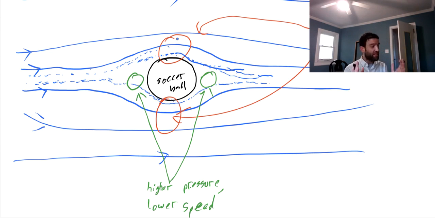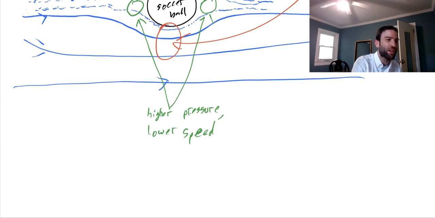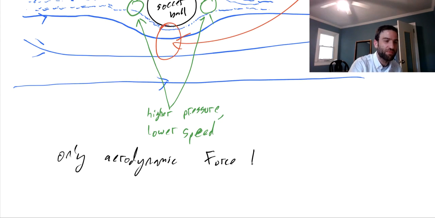The fact that these high pressure regions are the same in front of and behind the ball, and the low pressure regions are the same all around the sides, means that all of those pressure forces cancel each other out. Remember, pressure is like forces over an area, and so the air in contact with the soccer ball is exerting forces on the soccer ball. All of those pressure forces cancel each other out. And so the only aerodynamic force here is a particular type of drag called viscous drag.